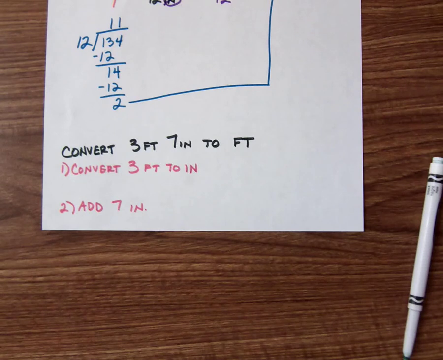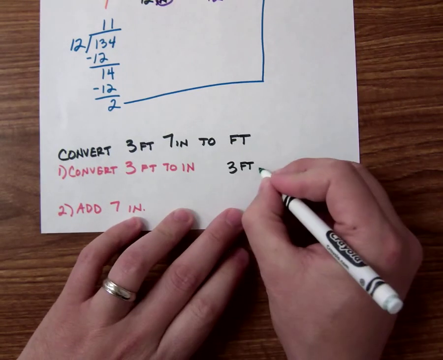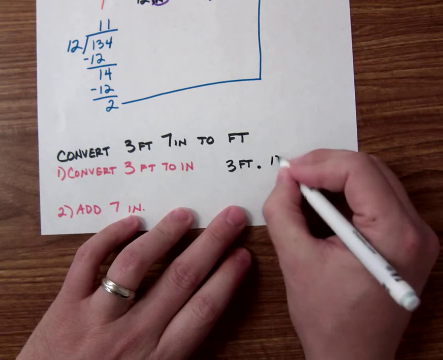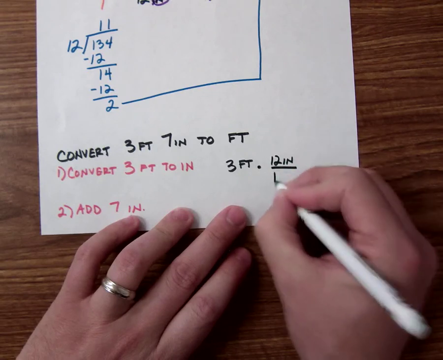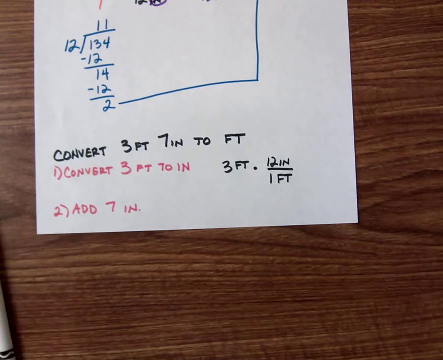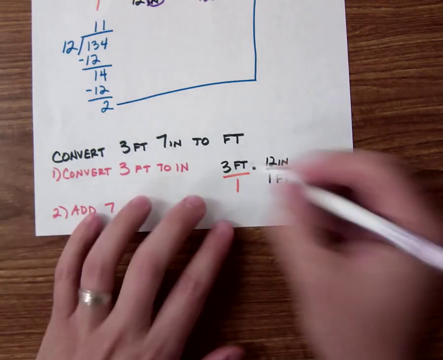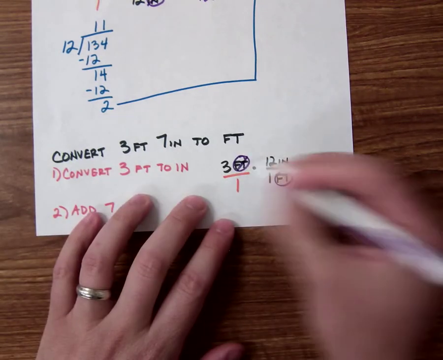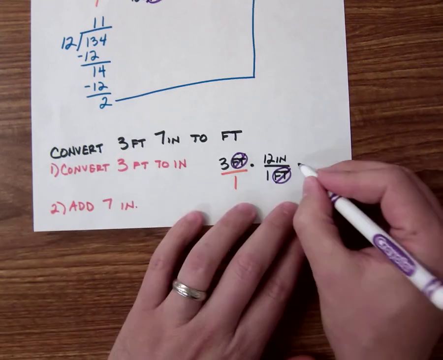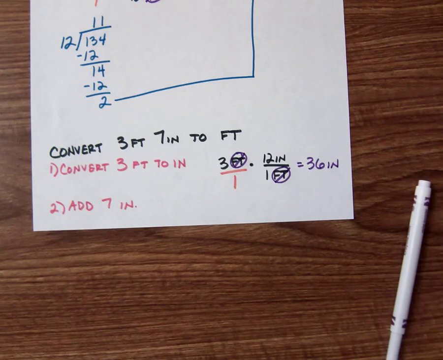How am I going to turn 3 feet into inches? What will I be multiplying by? Well, it's 12 inches for every 1 foot. We'll put this over 1 and multiply. My feet are canceling. Sounds painful. I'll have 36 inches. Okay, I did that kind of quick, so I'll give you just a minute to catch up.